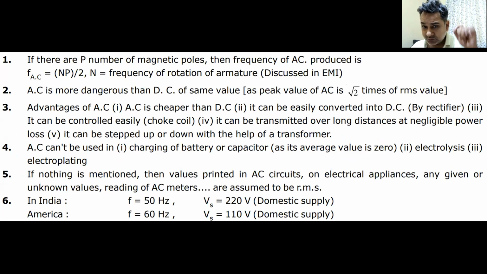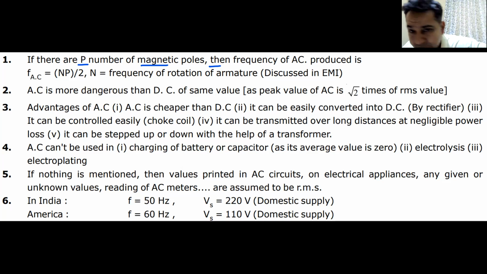Then, important point, again from your sheet. A straightforward question will come from here. If there are n number of magnetic poles, now remember this AC voltage is generated in an AC generator. You might have read about this AC generator in class 10. Now this AC generator works on the principle of electromagnetic induction. We have a current carrying coil moving inside a magnetic field.